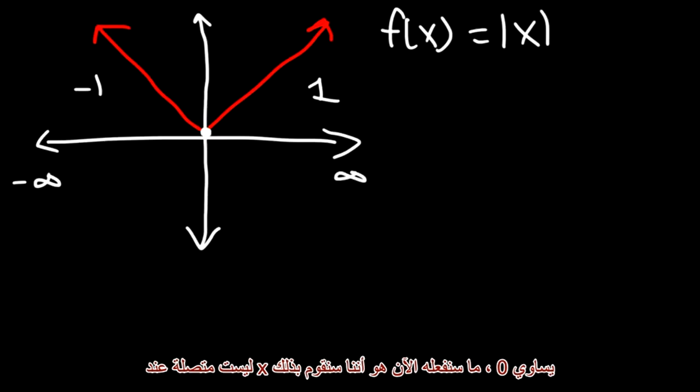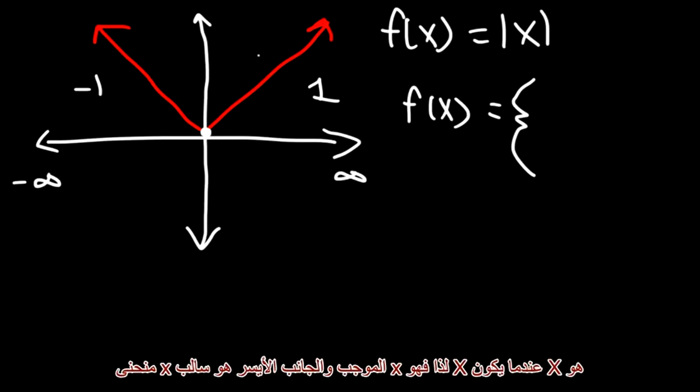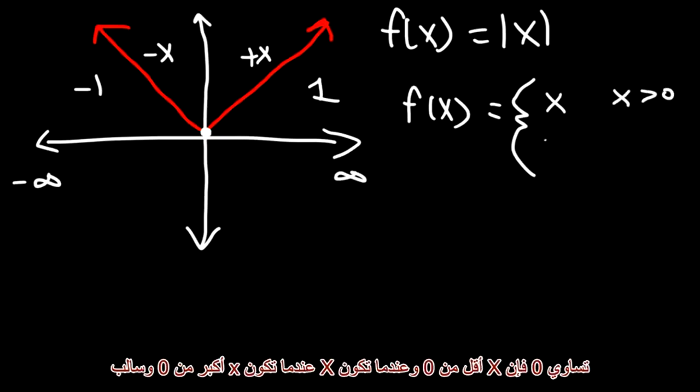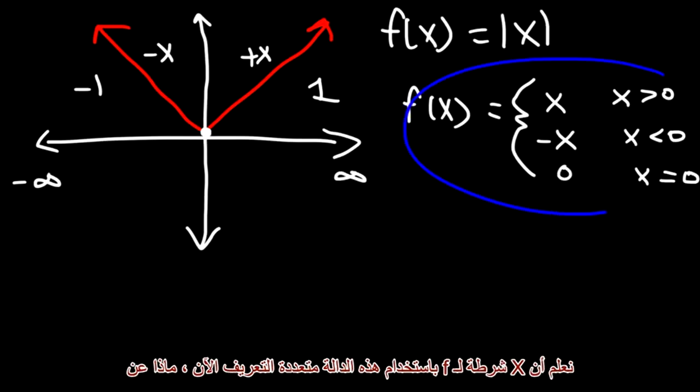Now what we're going to do is we're going to break this function into a piecewise function. So on the right side we have the graph of positive x, and the left side is negative x. So it's x when x is greater than 0, and negative x when x is less than 0. And when x is equal to 0, the y value of this function is 0. So we could describe the absolute value of x using this piecewise function.